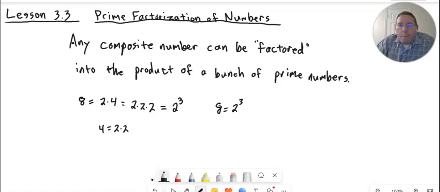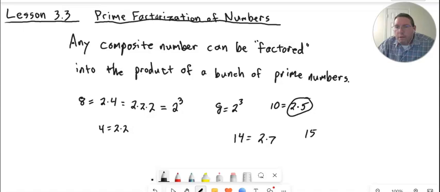What about 10? Well, 10 is equal to 2 times 5. Both 2 and 5 are prime. Therefore, this is the prime factorization of 10. What about 14? Well, 14 is 2 times 7. How about 15? 15 is 3 times 5. That's 2 prime numbers, so 3 times 5 is the prime factorization of 15.